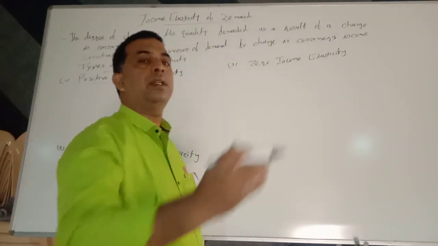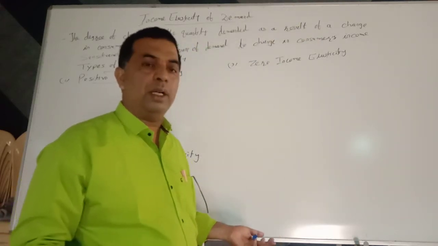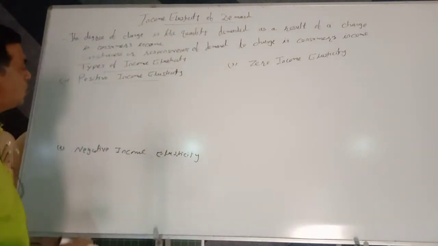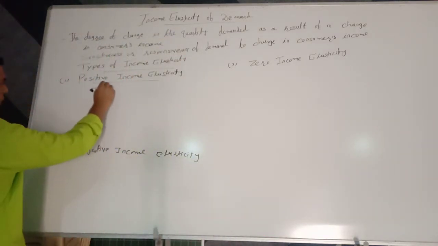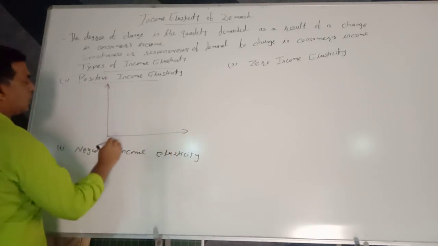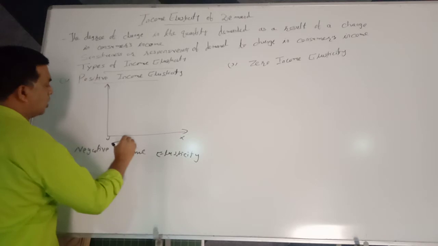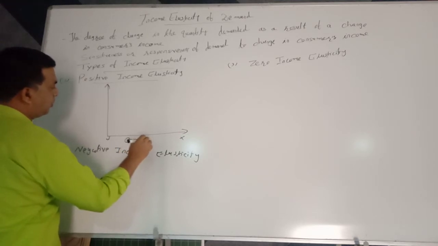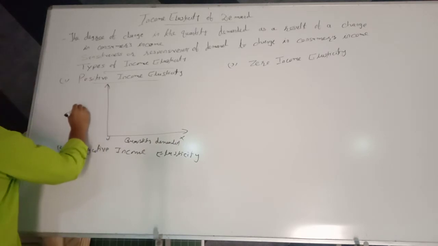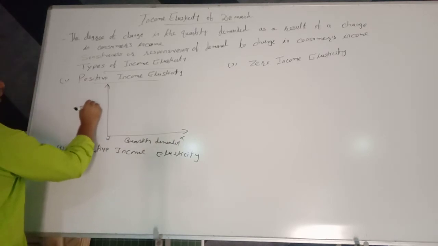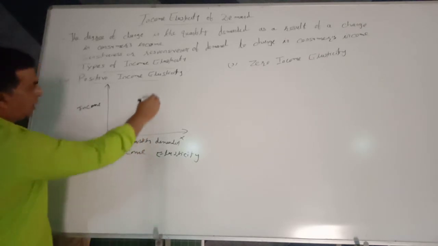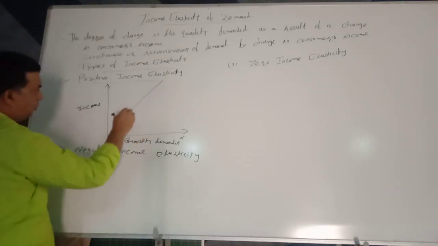जैसे इनकम बढ़ेगी, demand for product increases. So income elasticity can be shown in the diagram like this. Here x-axis represents quantity demanded and y-axis represents income of consumer. Positive है income elasticity, so we have to draw like this.